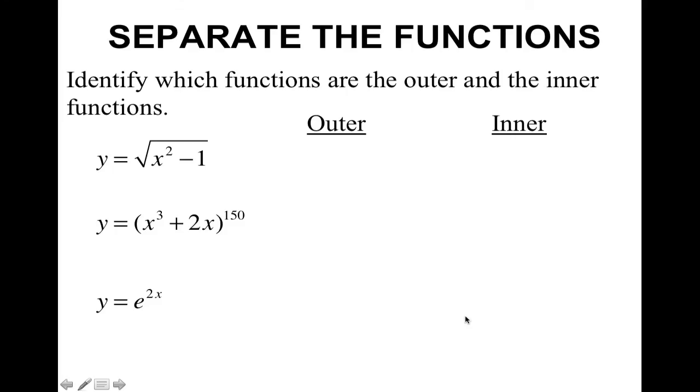So let's first look at a couple of functions where we are going to identify the outer and the inner function. So if we look at the first one, we should notice that the outer function is the square root of x, and the inner function is x squared minus 1. So go ahead and pause the video and see if you can determine the outer and inner function of the next two. All right, let's see how we did. You should have gotten that the outer function was x to the 1/50th, inner function x cubed plus 2x. For the third one, the outer function e to the x, and the inner function 2x.